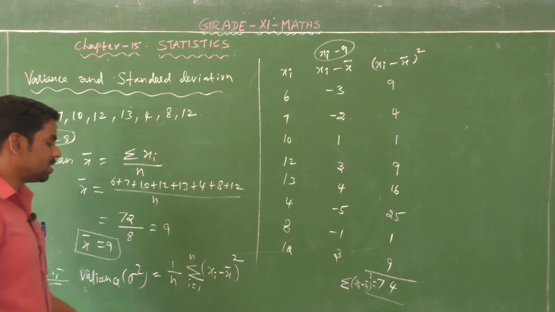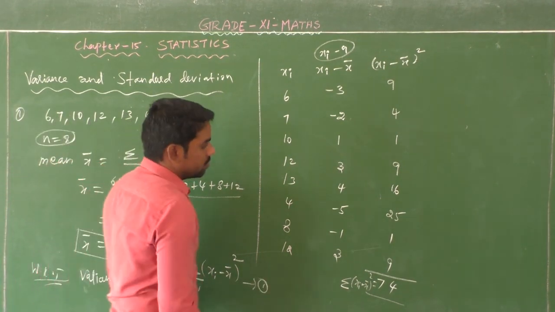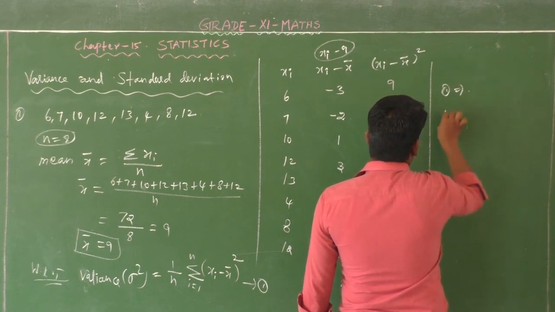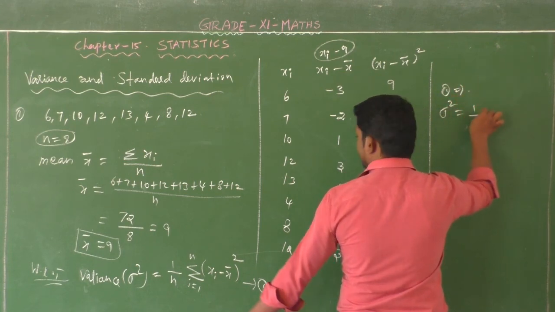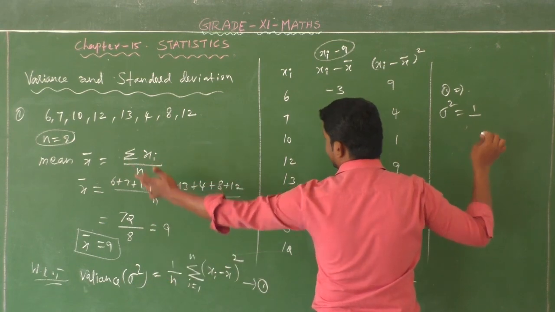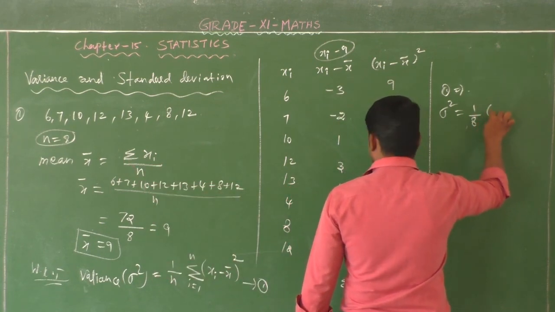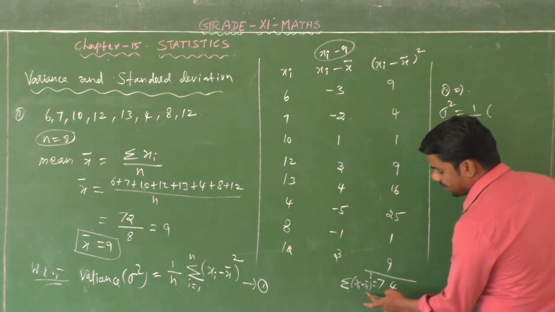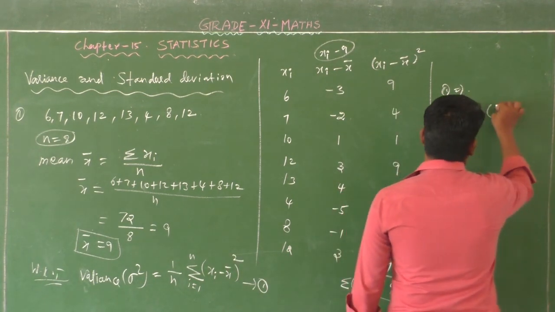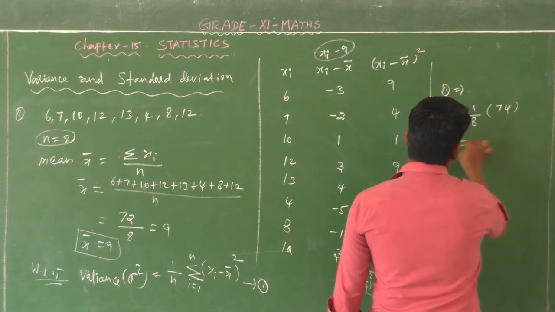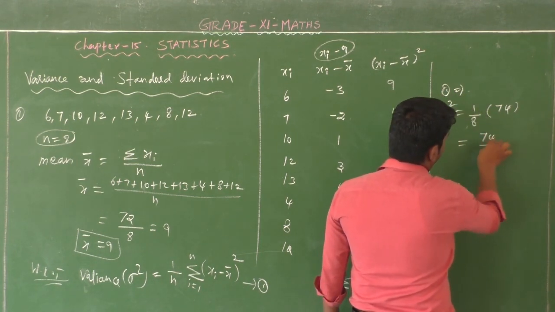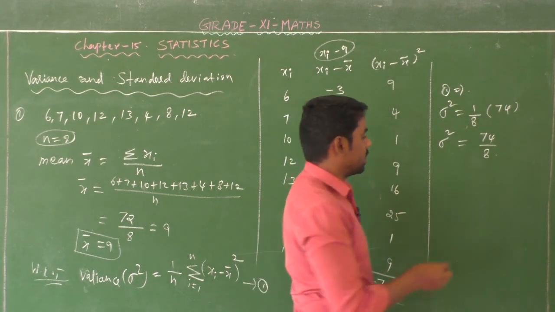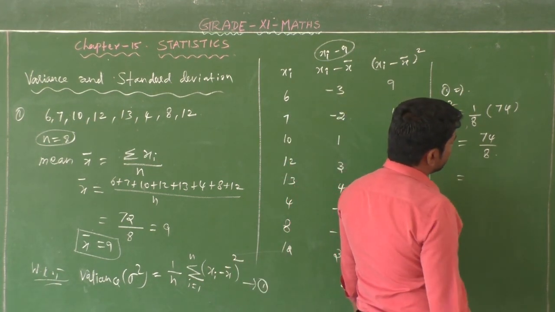Substitute this value in equation number 1. So equation number 1 implies the variance sigma squared is equal to 1 divided by n. n is 8. So 1 divided by 8 into the summation of xi minus x bar the whole square, that is 74. So 74 divided by 8 is sigma squared. So simplify this value.